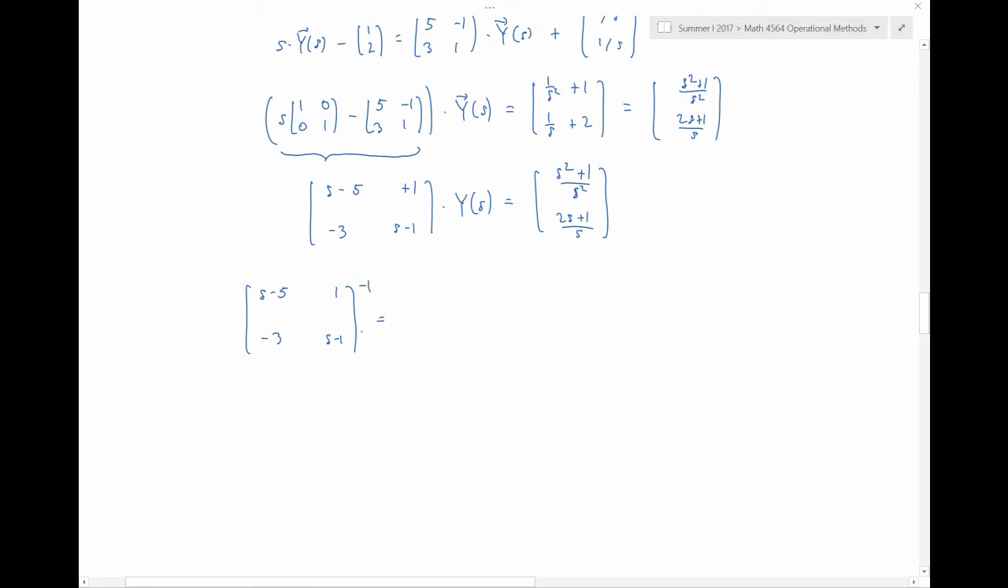And if you remember how to invert 2 by 2 matrices, then you take the determinant of the matrix. In this case, it's going to be s minus 5 times s minus 1, which gives us s squared minus 6s plus 5 plus 3, multiplied by, we switch the main diagonal and negate the off-diagonal elements. So the top becomes s minus 1, 3, and s minus 5.